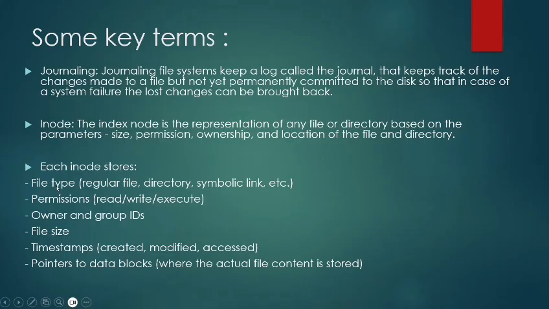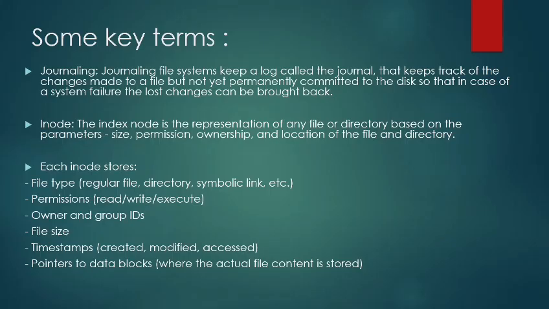Each inode stores the file type, which means whether it is a regular file, a directory, a symbolic link, etc. It stores the permissions, what kind of permission it has, read, write, or execute, and whether the file has an owner or group. The owner ID and group ID are mentioned in the inode. It also stores the file size, timestamps for when it was created, modified, and accessed, and pointers to the data blocks. Now I'll tell you in a practical way how the inode is pointed to the particular file which you are creating.